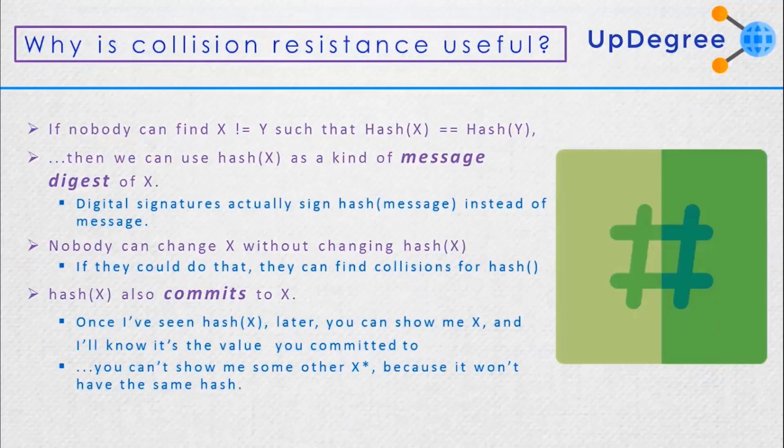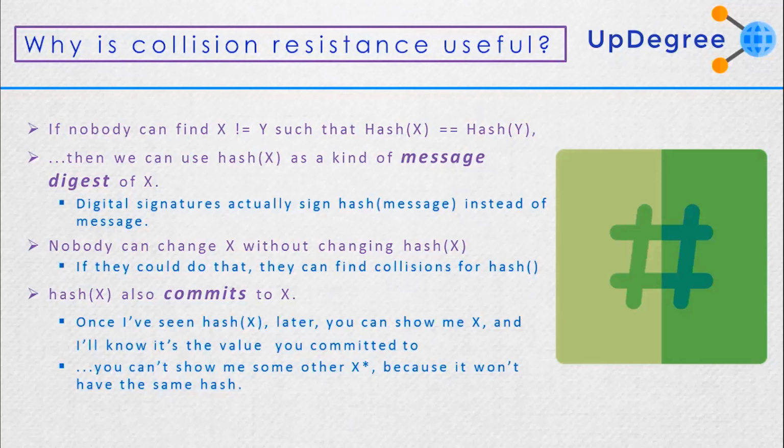So why is collision resistance useful? It's because if x is not equal to y, then hash of x is not equal to hash of y. Then we can use it for any kind of message digest. A classic use case is a digital signature, where it's unique to somebody and nobody can change it without changing the hash.